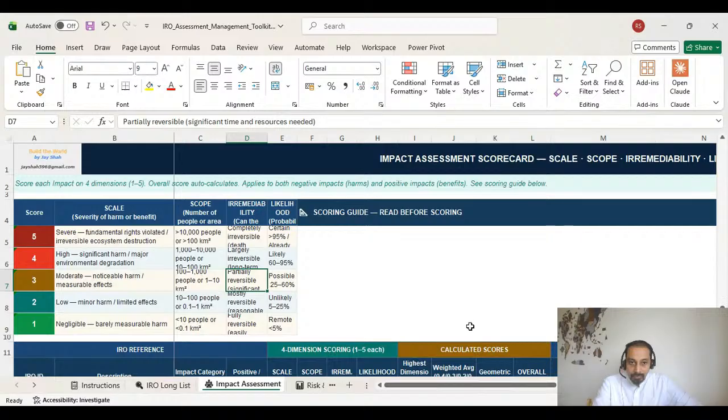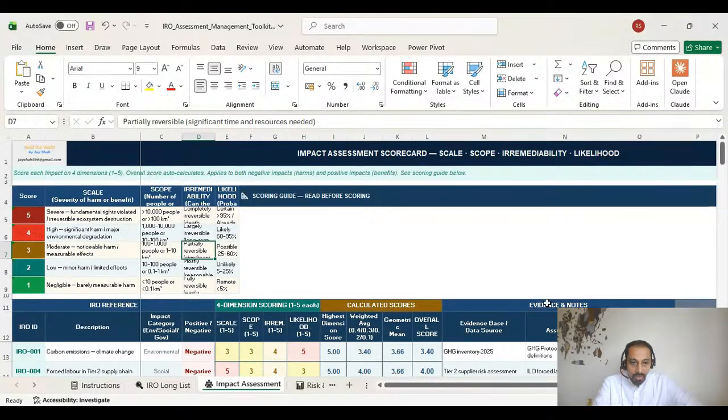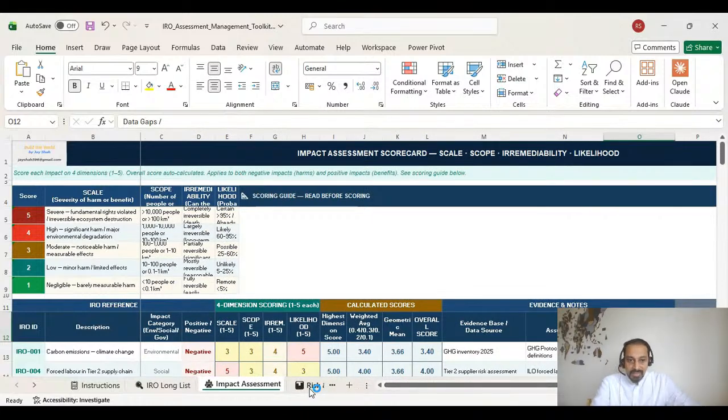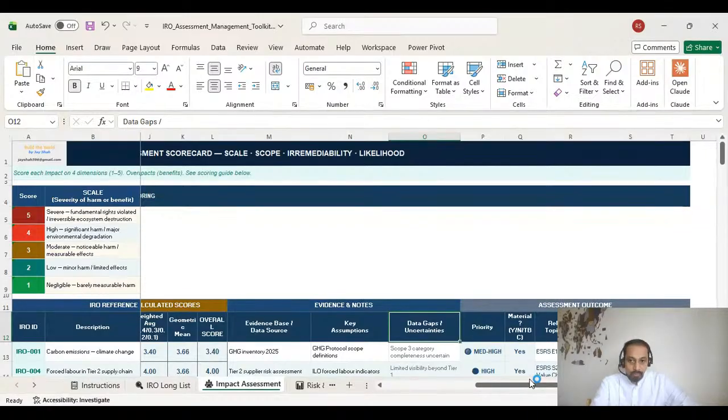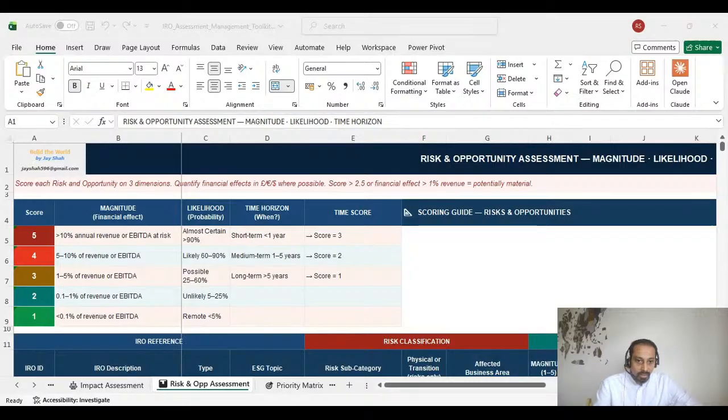Here you can see the normal requirement for calculating the IRO reference, the overall scope of the requirement, the IRO ID, descriptions, whether the impact is positive or negative, and other stuff, which already has evidence notes, assessment outcomes, and more. It is very important to understand how the IRO reference can be given, what the four-dimension scoring is for calculating scores, and what the evidence notes are, which are helpful during your assurance process and assessment outcome.